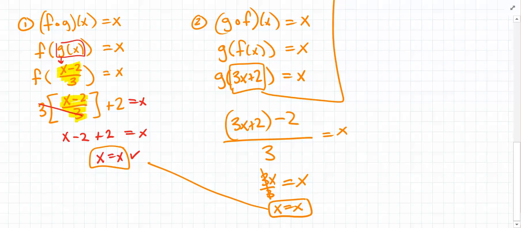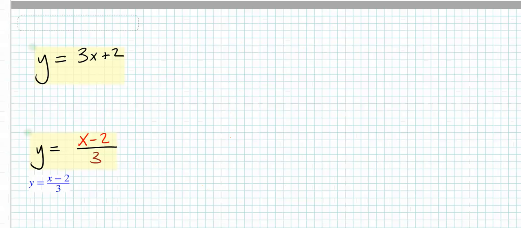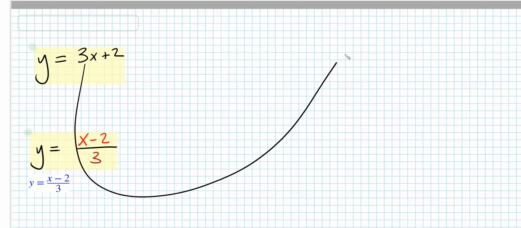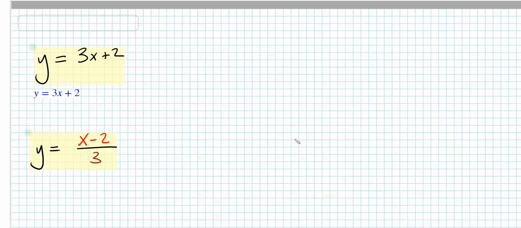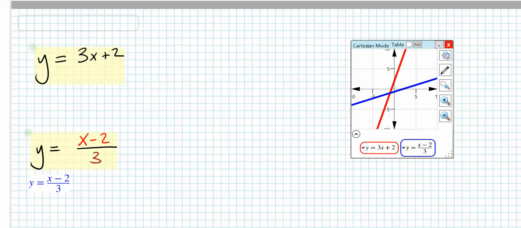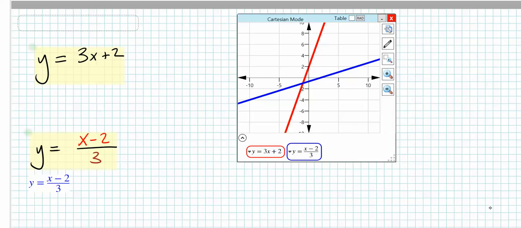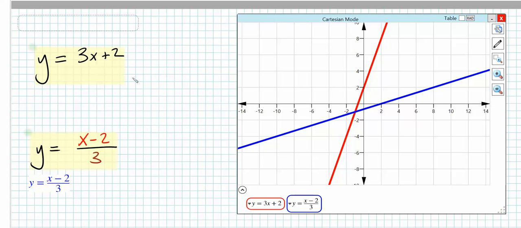Okay, I want to show you something about these two particular functions. Their graphs are very interesting, and their graphs are very meaningful. So let's graph both of these at the same time on the same graph. Okay, here we go. So there we go. The red one represents 3x minus 2. The blue one represents x minus 2 over 3.